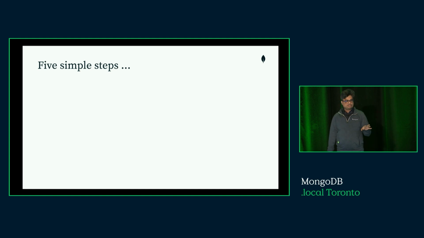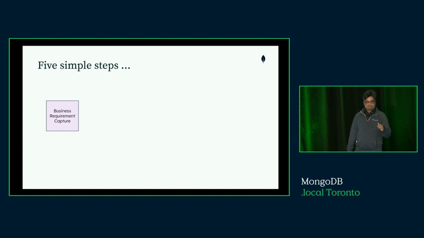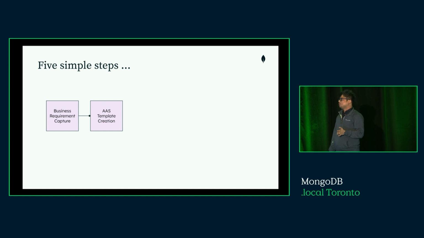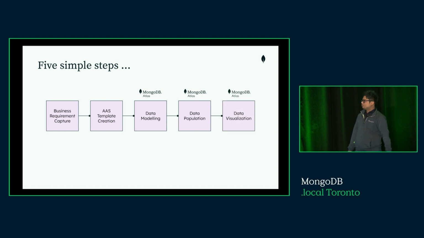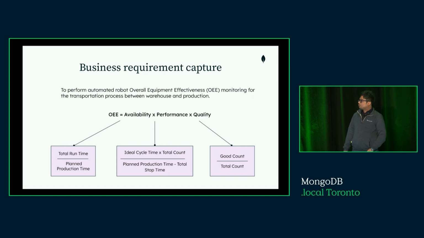We will achieve our goal using a series of 5 simple steps, and I'll go through each step one by one. The first and most important step is to capture these business requirements, because that will drive the creation of our asset administration shell template. Then we will start using MongoDB to model this data, populate it with data coming from the actual device, and then we will visualize it. For all these steps we'll use MongoDB Atlas. So, starting from the first step, business requirements capture.